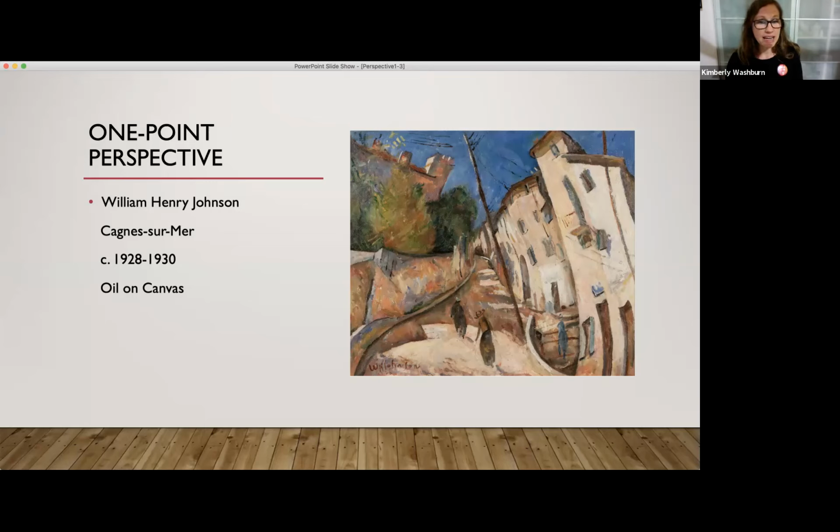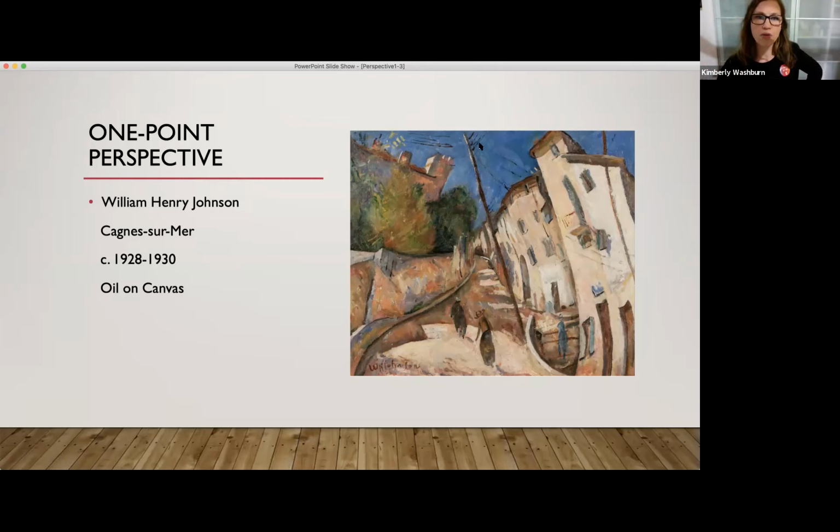Now, this painting that we're looking at uses perspective to make it look like this painting is three-dimensional, like it's going back into space. So let's take a look. Remember, we need two things for a perspective drawing. We need a horizon line and a vanishing point.